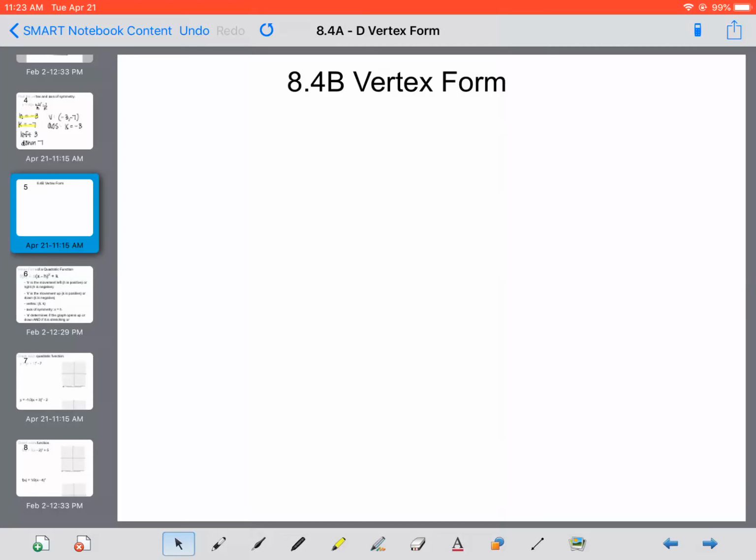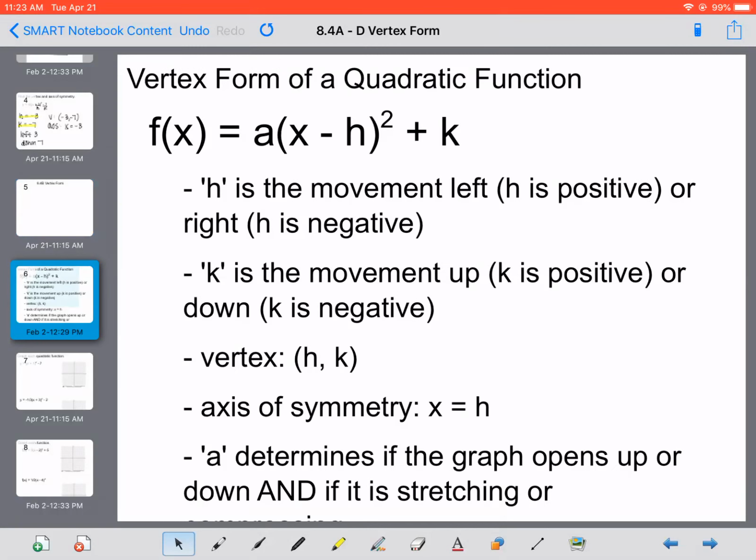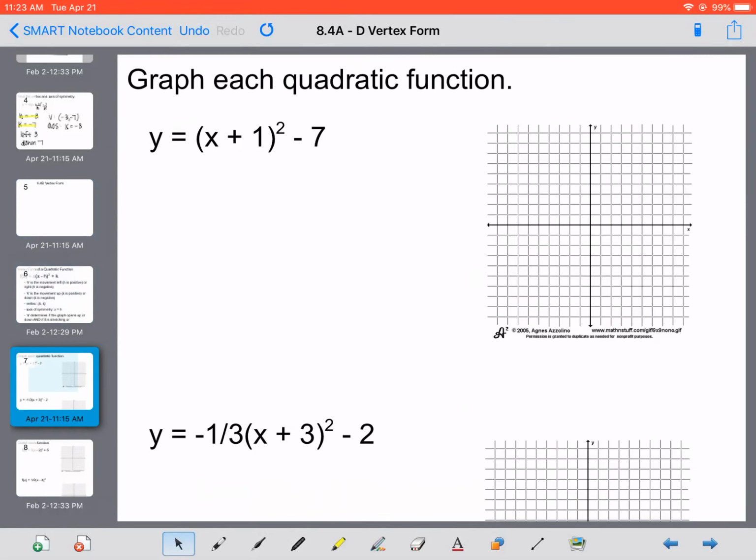Hello, so today we are going to continue our vertex form, but we're going to actually graph our equations here. So let's just remind ourselves of our vertex form. It is a times x minus h squared plus k. And yesterday we talked about the movement of h and k, where h is telling me I'm moving left or right, and k is telling me I'm moving up or down. Where h comma k is the vertex and our axis of symmetry is x equals h, whatever that h is. So let's actually go through and graph each function here.